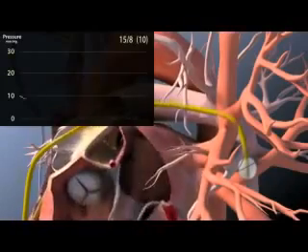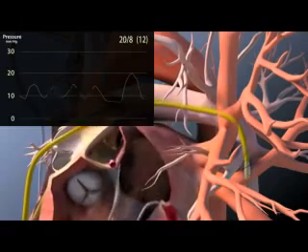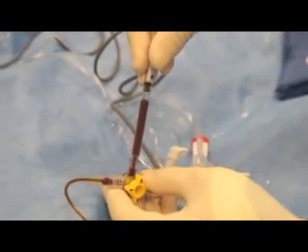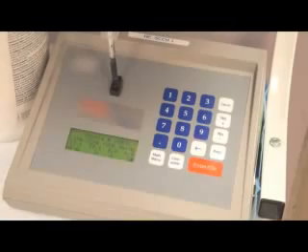Now, deflate the balloon. The pulmonary artery pressure waveform should reappear. If it does not, slowly withdraw the catheter until it does. Aspirate blood from the distal port to measure the mixed venous oxygen saturation.